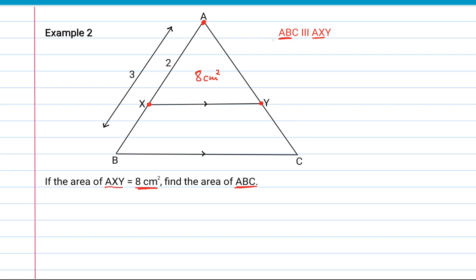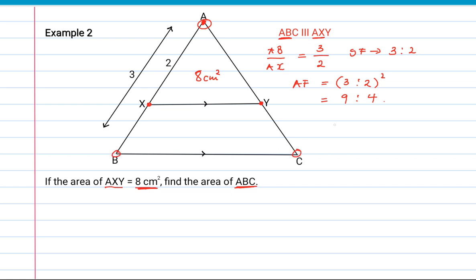The way it corresponds is that it's AB over AX. This will be equal to, my AB is 3 all over the AX, that's 2. In other words, this will be the scale factor that we'll be using. So my scale factor will be 3:2. Then my area factor will now be equal to 3:2 squared. Then here I find 9:4.